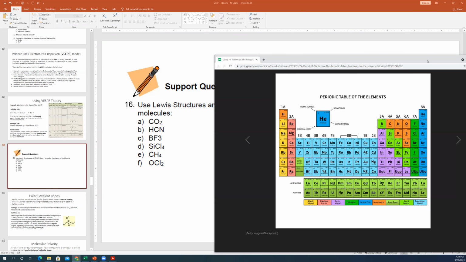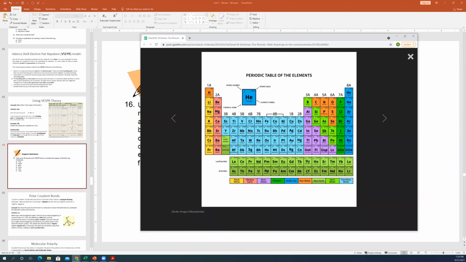All right. So here's the element silicon, and it's right underneath carbon. It's in the 4A group, which means that carbon, silicon, and germanium, all of them will have 4 valence electrons, 4 electrons in their outermost orbital, 4 electrons that are able to participate in bonding.